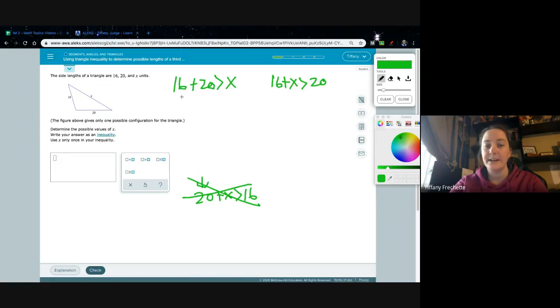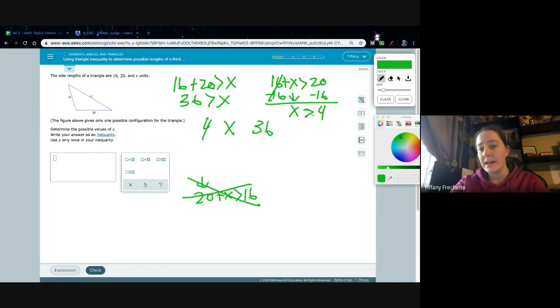So I'm going to add these together and I get 36 is greater than x. And then this one I'm going to subtract. I end up with x. 16 minus 16 goes away. Then I subtract here and I get is greater than 4. So remember, I want x in the middle. So I want to start with my 4 and I want to end with my 36. So it's open to x, pointing at 4. Open to x, pointing at 4. This is open to 36 and pointing at x.